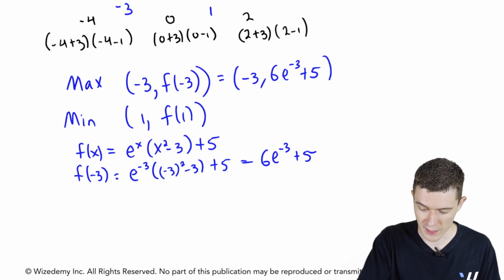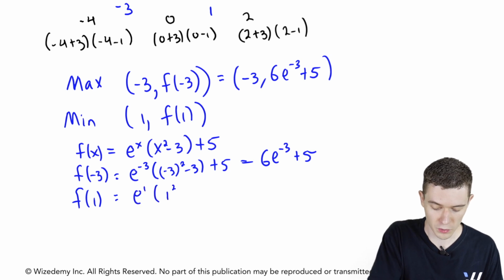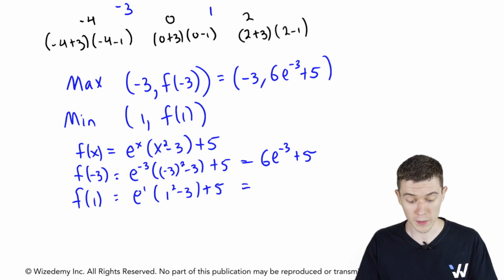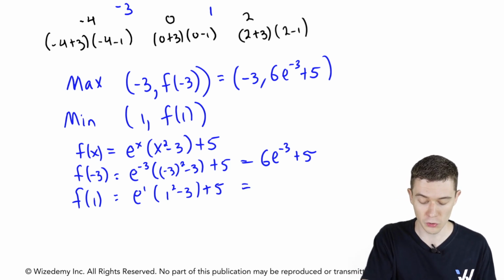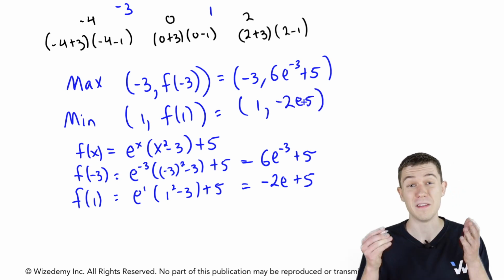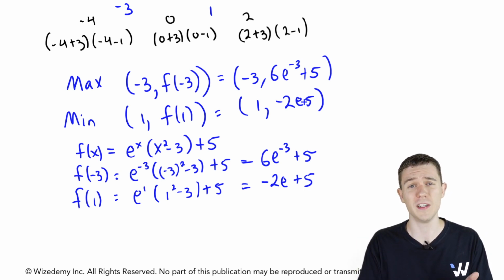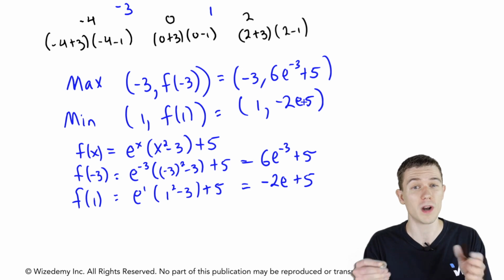Let's do the exact same thing to find our minimum. F of 1 is e to the first, 1 squared minus 3 plus 5. 1 squared is 1, minus 3 is -2. -2e plus 5, that's the y value for our minimum point, which was at 1. Hey, those are our extrema, which we classified. I think there's a lot of good information in this video, so it might be worth watching a second time.